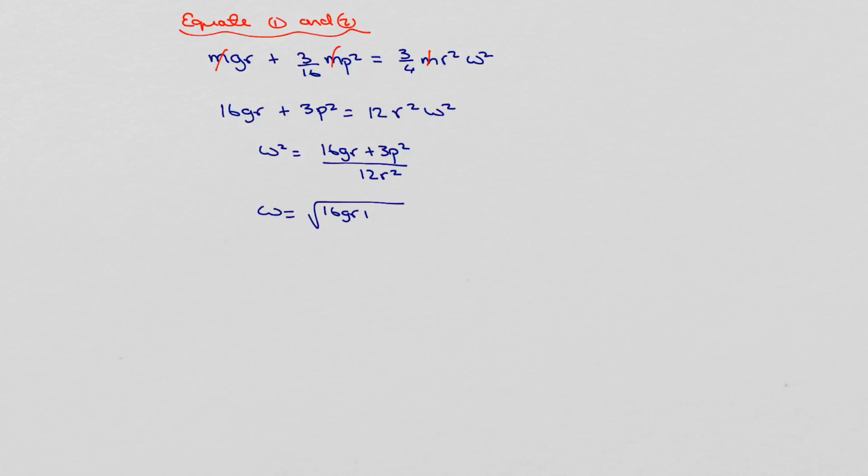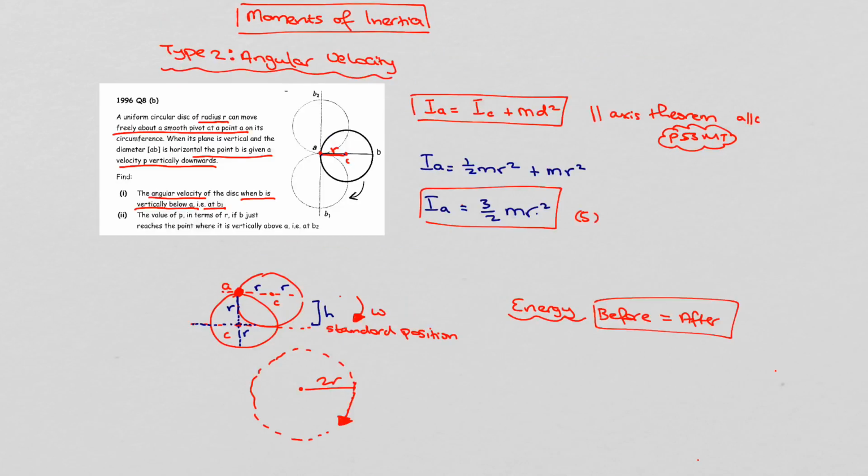So 16 GR plus 3p squared all over 12 r squared. I can't simplify that down any further, so that is my angular velocity, in rad per second if we were looking to use a unit. Okay, so the second part of the question then says, find the value of P.